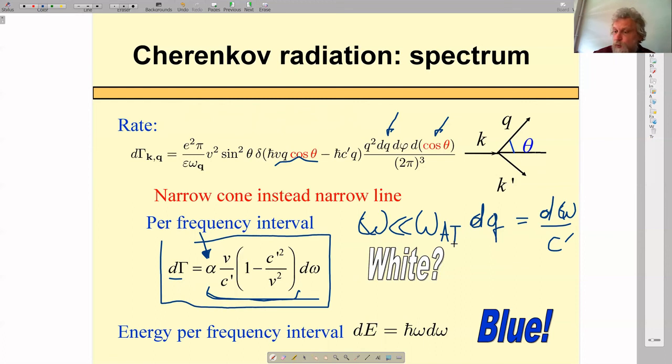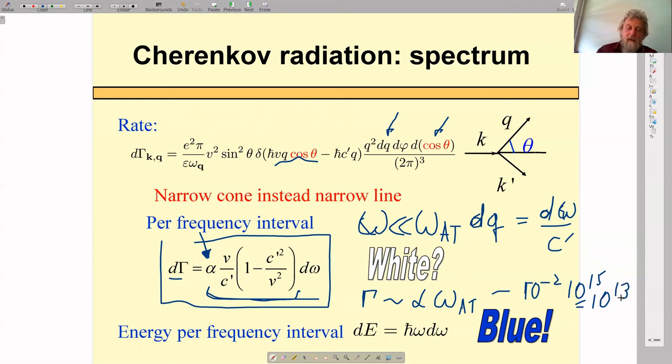So if we wish to estimate the total rate of Cherenkov radiation, that would be alpha times the atomic rate. So that will be rather fast. Let's see, that will be 10 to the minus 2 times 10 to the 15. So these processes are rather efficient. Good.